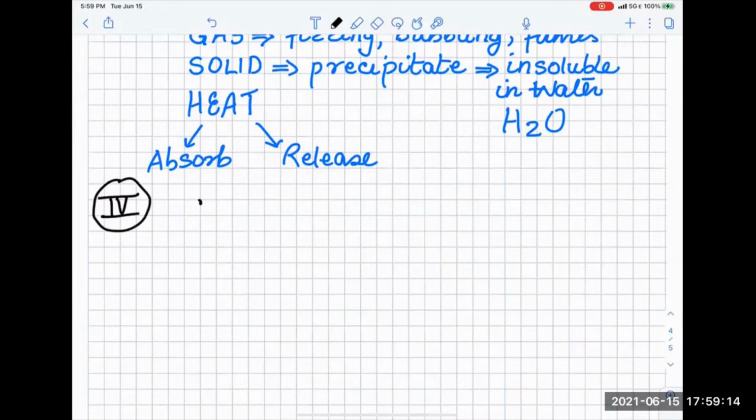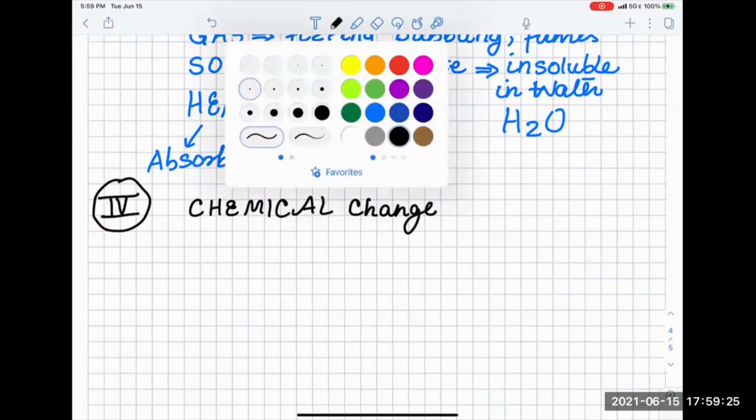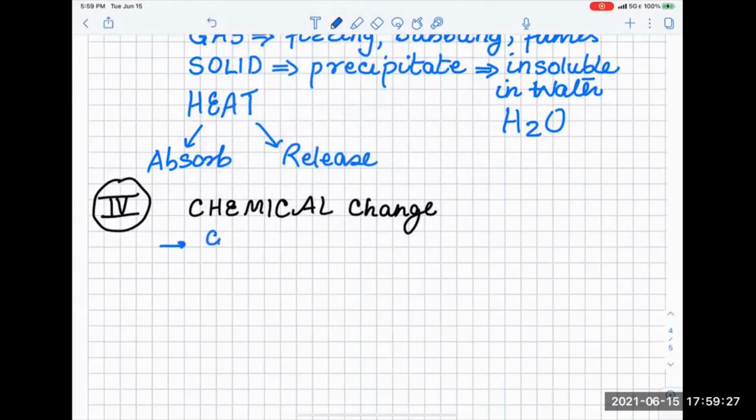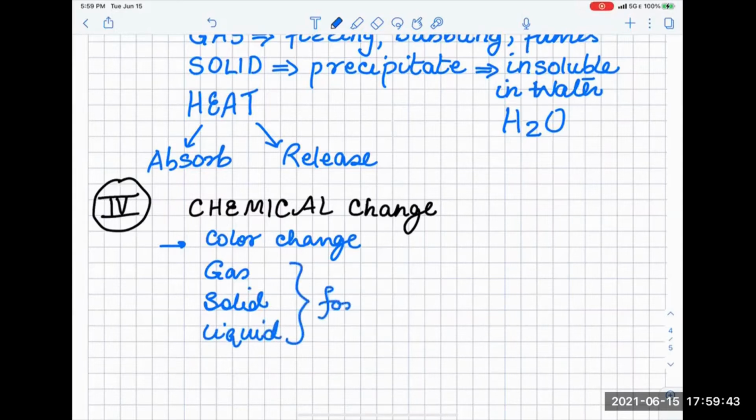Then comes this concept of chemical change and physical change. When does a chemical change occur? A chemical change occurs whenever a new substance is formed. So how do you know a chemical change occurs? When you see a color change, not all the time, but most of the time. There is a change of state. You will see a gas, you will see a solid forming, and you can also see another liquid forming.